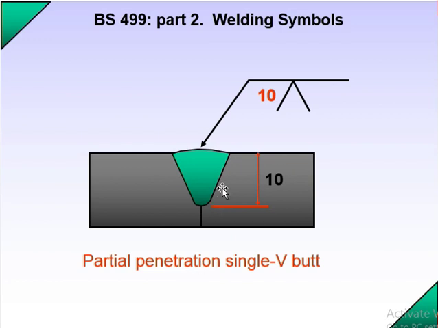You can understand the 10 mm penetration is only there. So there is a welding, the reference line is there. Below the reference line is the arrow side. There is a welding of the single V but partial penetration. The penetration is partial, that's mentioned, and the 10 mm is the depth only. The penetration has been done.